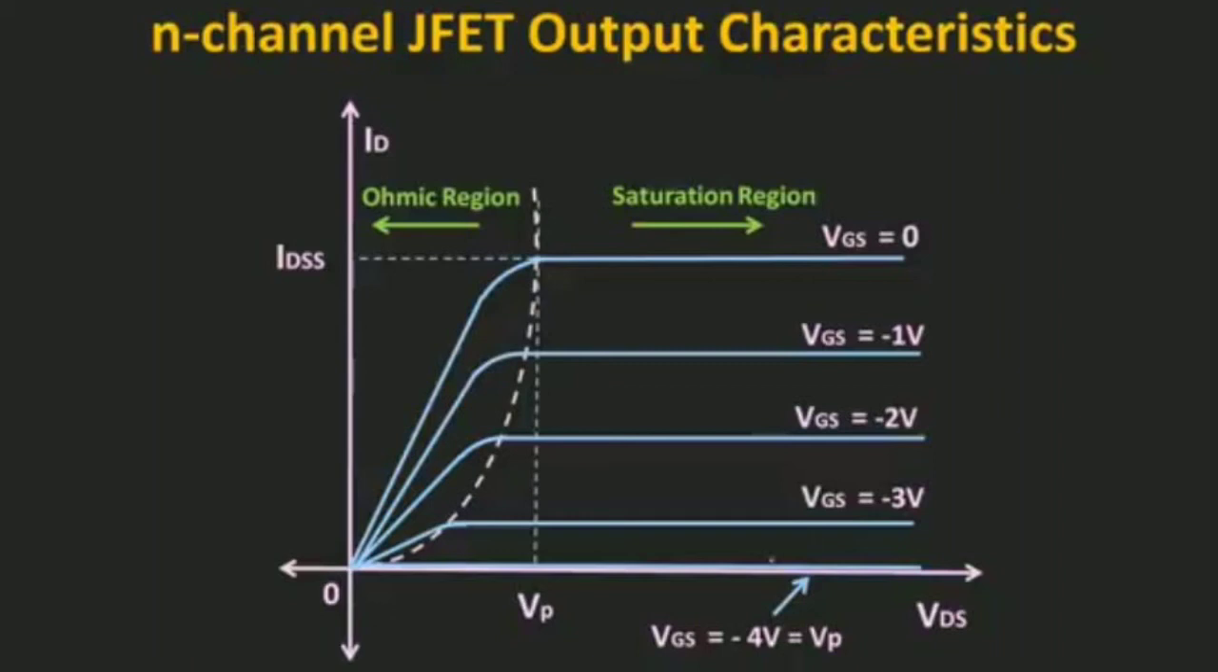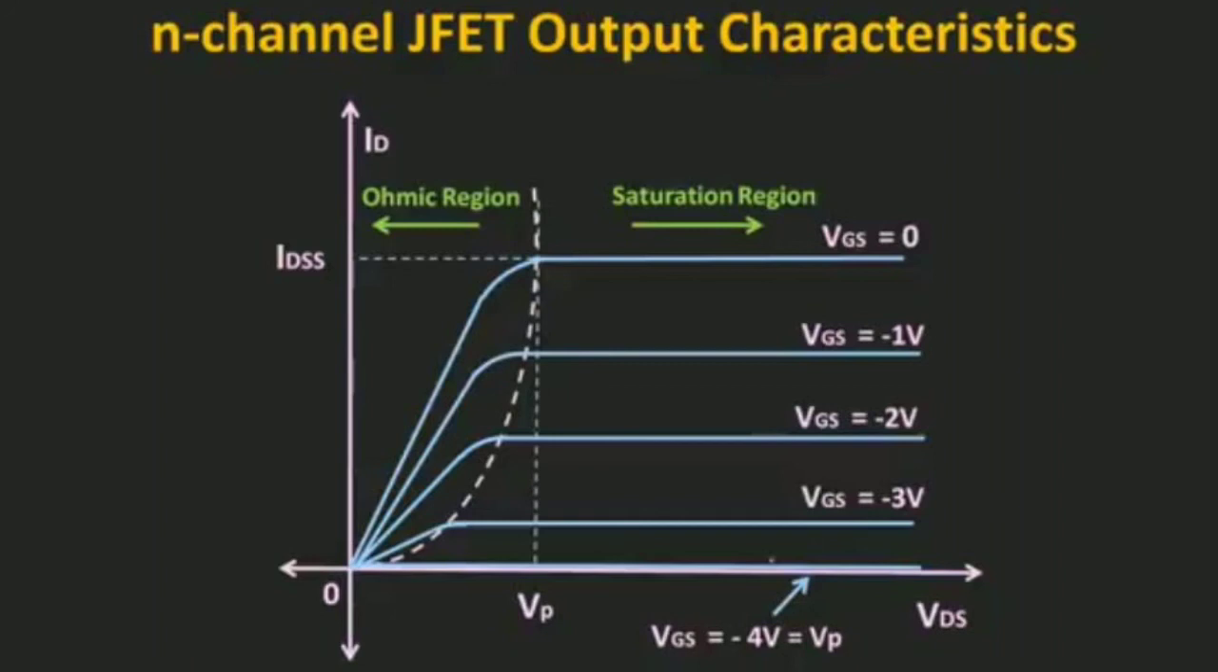Once we reduce the value of VGS below 0 volt, as we can see, if we reduce the value from minus 1 to minus 2, then the saturation value of the drain current will also reduce. And whenever VGS is equal to minus VP, then the saturation current will essentially become 0. So this region of operation is known as the cutoff region. We can say that whenever VGS is equal to minus VP, at that time the device is said to be turned off. So in this way, a JFET can be operated in 3 different regions, that is ohmic, saturation and cutoff.